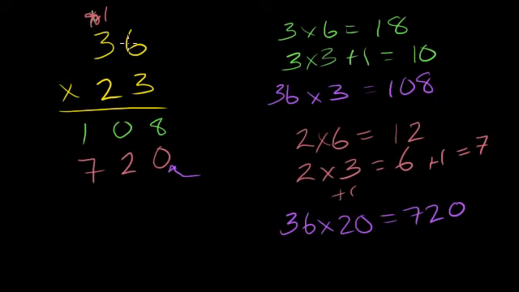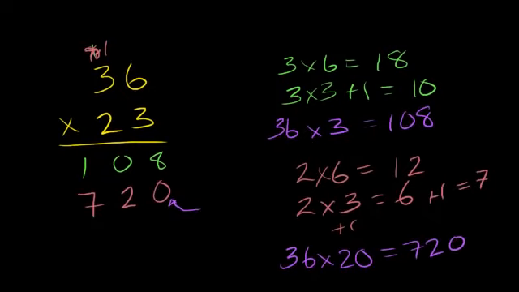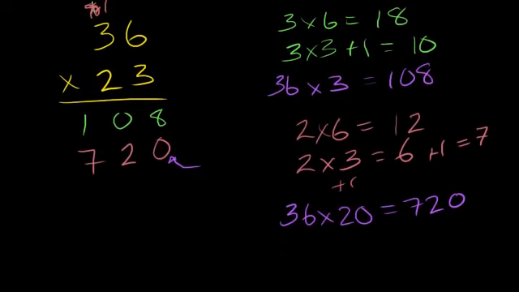So 36 times 23, let's write it this way. Let me get some space up here. Well, actually, let me just finish the problem, and then I'll explain to you why it worked. So now to finish it up, we just add 108 to 720. So 8 plus 0 is 8. 0 plus 2 is 2. 1 plus 7 is 8. So 36 times 23 is 828.